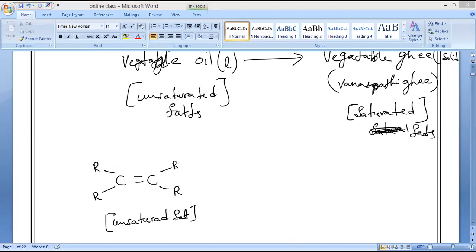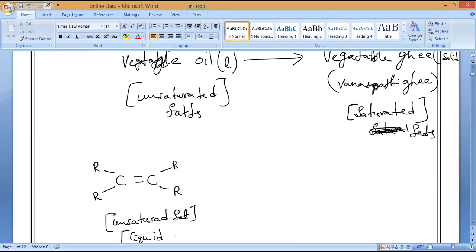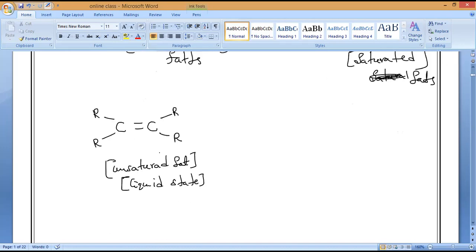What is the state of this one, everybody? Liquid state. Clearly remember. So I am not mentioning the hydrogen here. Why, guys? Why am I not mentioning hydrogen? Because it is not ethane, it is vegetable oil. So vegetable oil does not contain only hydrogen and carbon, it will contain some other things. So that is why I am not mentioning that.